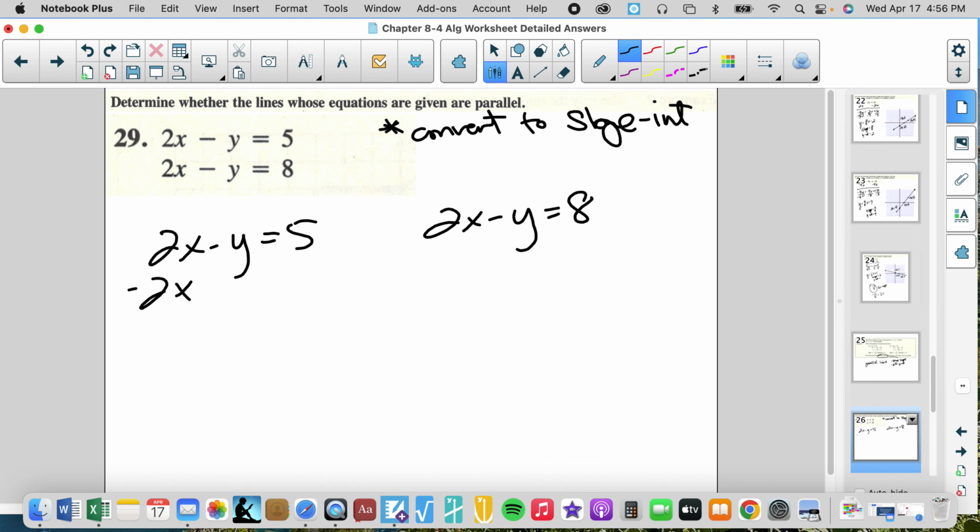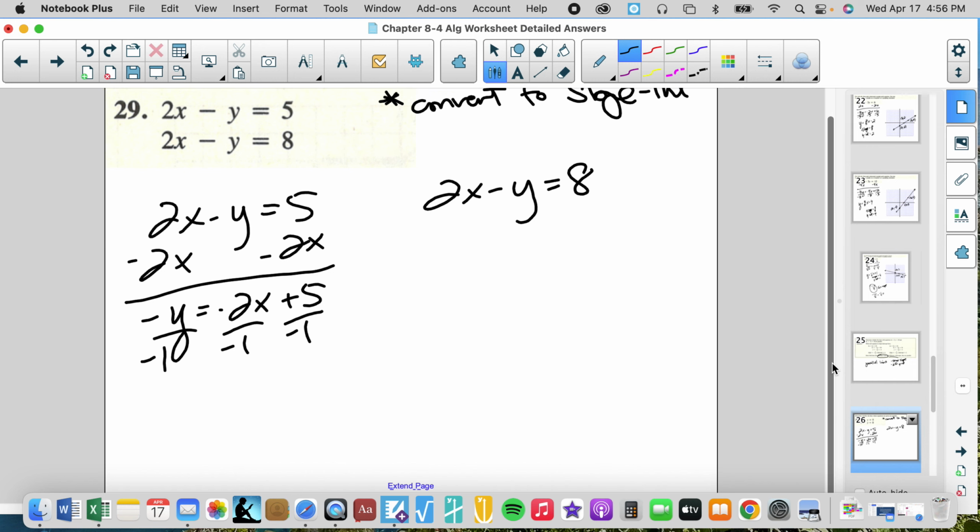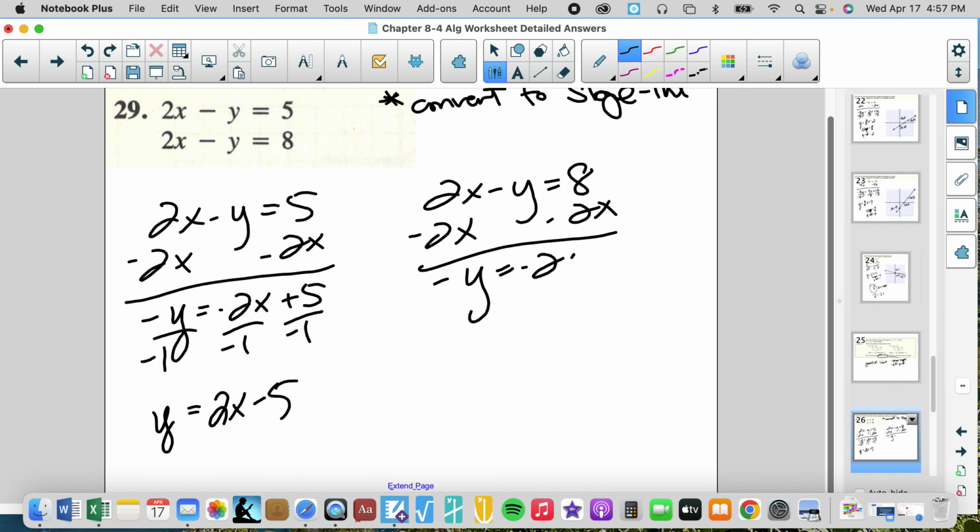So I'm going to write each of those in their own little column. I'm going to minus 2x, minus 2x. I get negative y equals negative 2x plus 5. I'm going to divide by negative 1. Mr. Mack, earlier you multiplied by negative 1. Same thing. I got my y to be positive. You can do that by either multiplying by negative 1 or dividing by negative 1. And that gives me y equals 2x minus 5. I'm going to minus 2x, minus 2x. I get negative y equals negative 2x plus 8. Divide by negative 1. Y equals 2x minus 8.